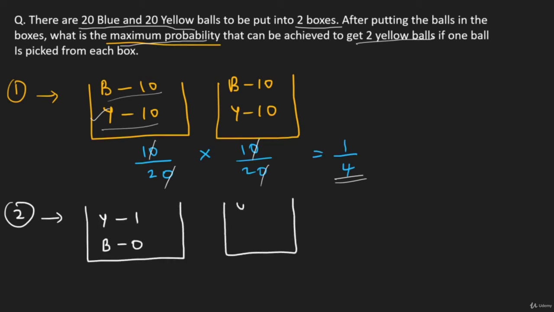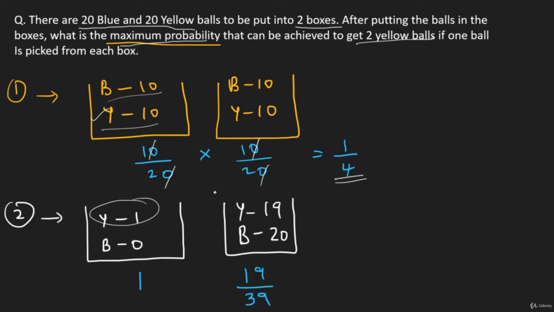Say I distributed in this way. I put in this box just one yellow ball, right? And 0 blue balls, and all the other balls are put over here. Now, the probability to get a yellow ball from this box will be 1, right? It will be 100% because I just have one ball over here which is yellow in color. And what's the probability to get a yellow ball from here? That would be 19 divided by 19 plus 20, which is 19 by 39.